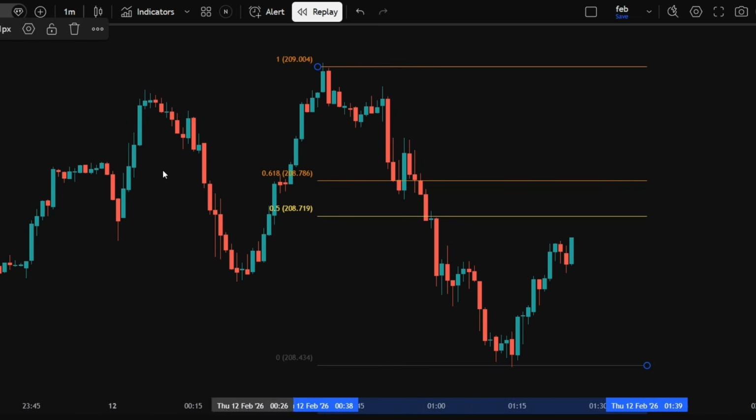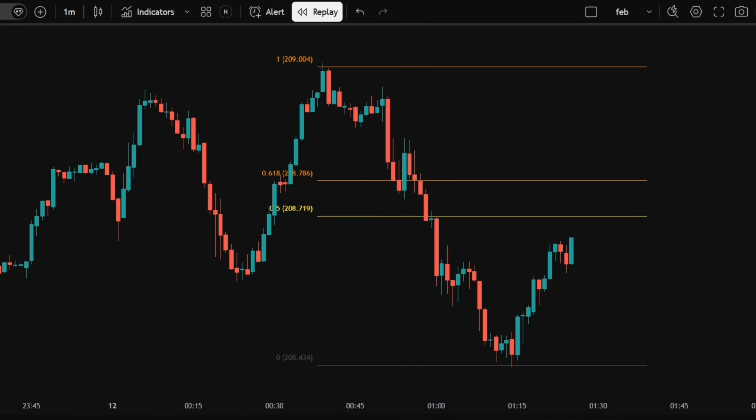2. The entry rule. We place a limit order exactly at the 0.618. Why the 0.618?